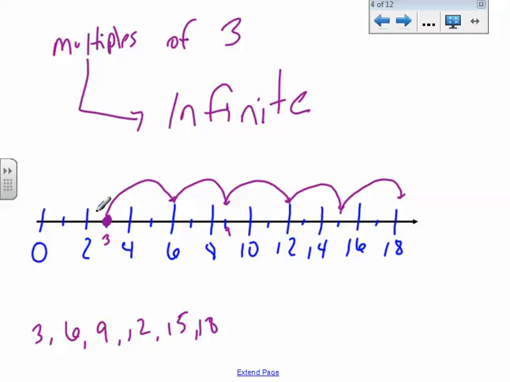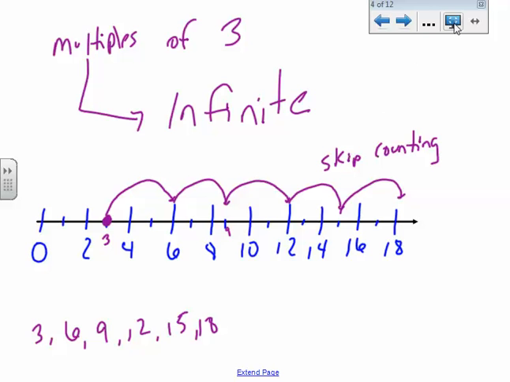Okay? And basically what you're doing here is skip counting by threes in this case. 3, 6, 9, 12, 15, 18, 21, 24. Okay? That's all we're doing. Those are the multiples. Now that's not the least common multiple. That's just the multiples of 3. Or the multiples of 4: 4, 8, 12, 16, 20, 24, 28, and so on. We're just counting by 4s.